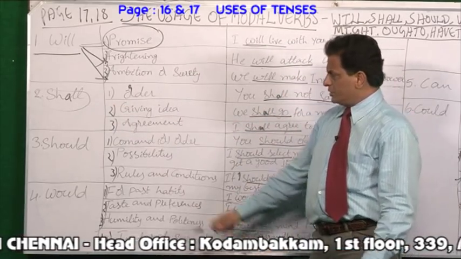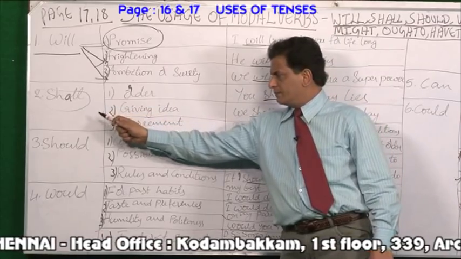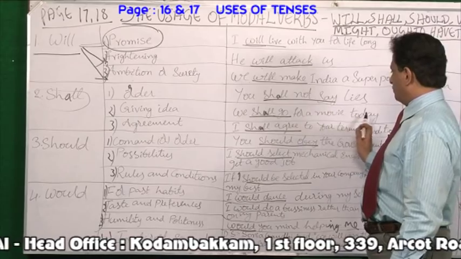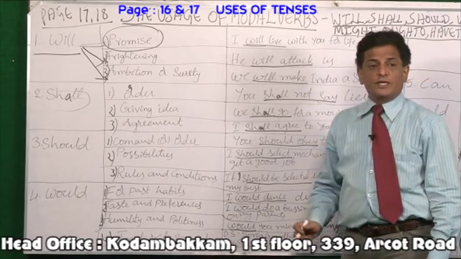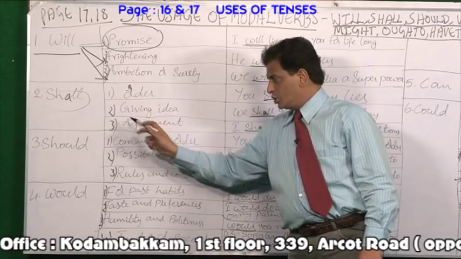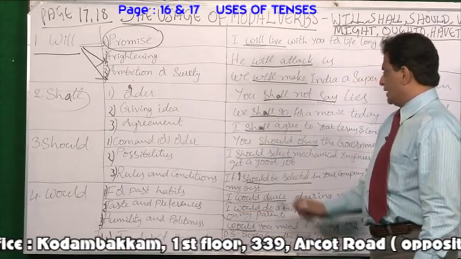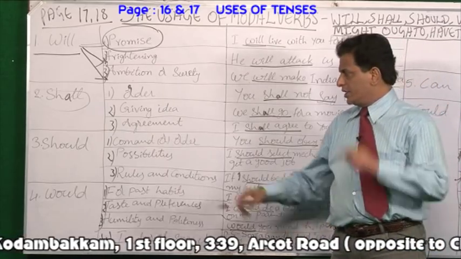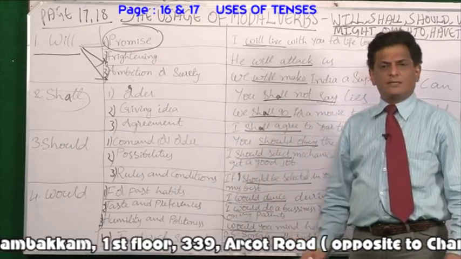Second place, where do you use the modal verb shall? Giving an idea. We shall go for a movie today. You are giving an idea. We shall buy a car. We shall buy a house. Shall is used with agreement. I shall agree to your terms and condition. When you are ready for an agreement, you are using the word shall.